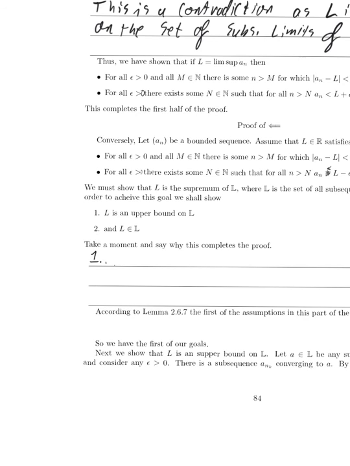So 1 itself says L is an upper bound. That's good. If I want L to be the least upper bound, there's only one other thing I need to check. I need to check that it is less than or equal to every other upper bound. So let's let U be an upper bound.